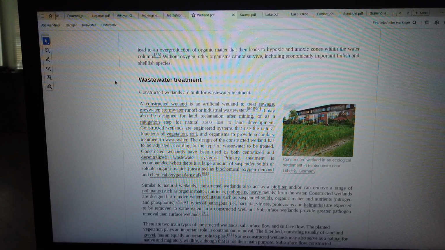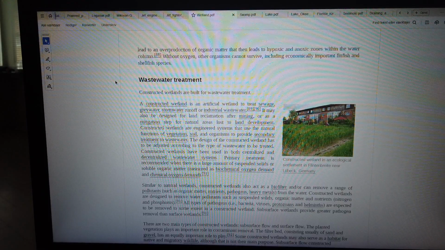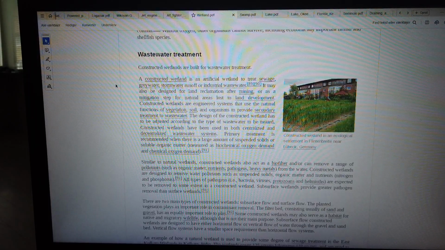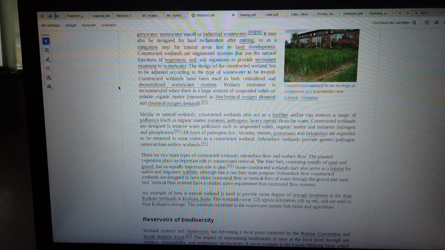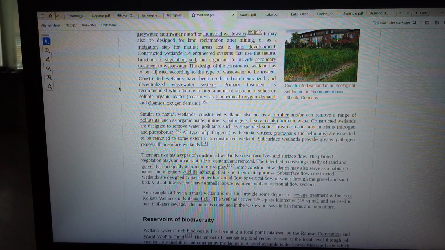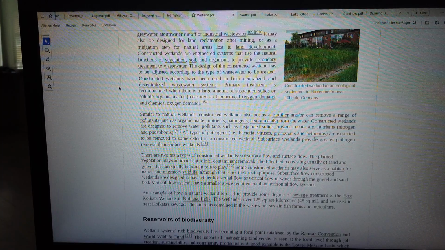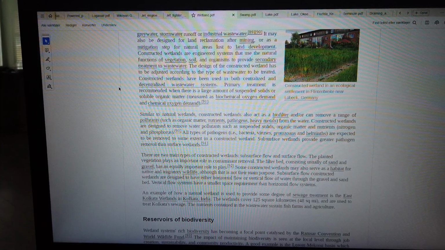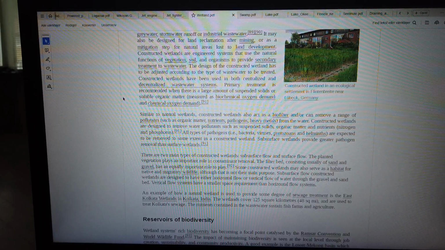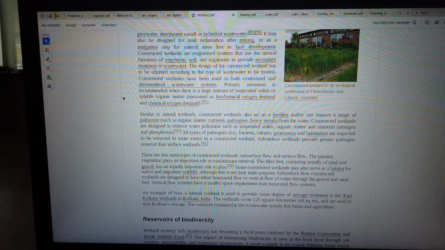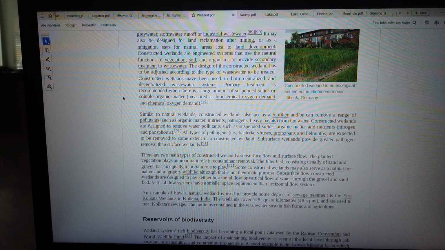lost to land development. Constructed wetlands are engineered systems that use the natural functions of vegetation, soil, and organisms to provide secondary treatment to wastewater. The design of the constructed wetland has to be adjusted according to the type of wastewater to be treated. Constructed wetlands have been used in both centralized and decentralized wastewater systems. Primary treatment is recommended when there is a large amount of suspended solids or soluble organic matter, measured as biochemical oxygen demand and chemical oxygen demand.